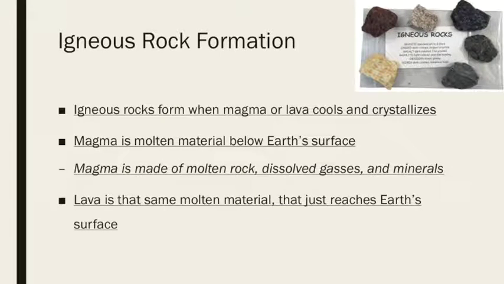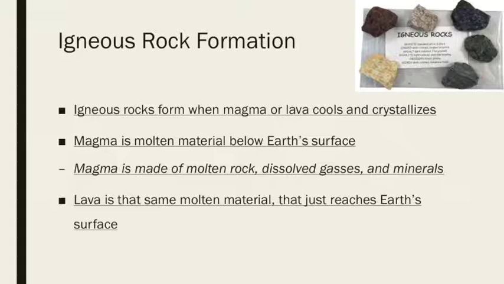So first, let's establish that an igneous rock forms when magma or lava cools and then crystallizes. So remember, we talked about with minerals, as this magma is cooling, these crystals are going to start to develop. The longer you give it, the bigger those crystals will be.